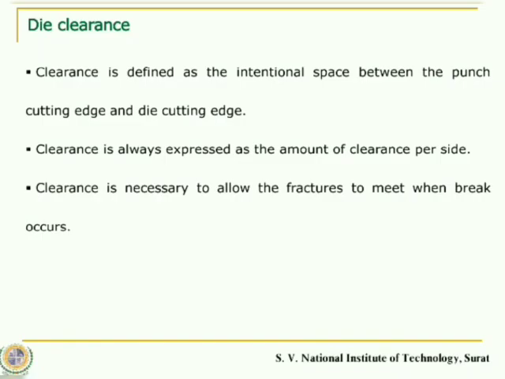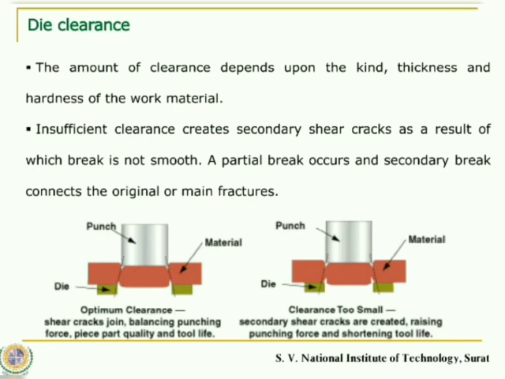In order to ensure proper cutting operation, die clearance is provided. Clearance is defined as the intentional space between the punch cutting edge and the die cutting edge. Clearance is always expressed as the amount of clearance per side. It is necessary to provide clearance so as to allow the fractures to meet when the break occurs. The amount of clearance depends upon the type of work material as well as its thickness and hardness.